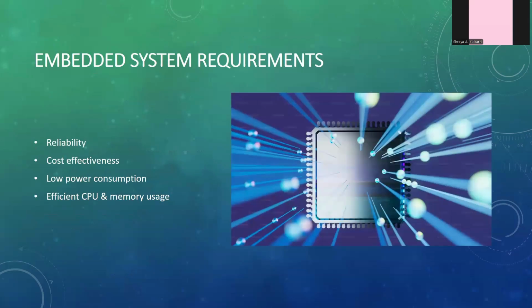The main requirements of an embedded system are that it should be reliable, cost effective, have low power consumption, and efficient CPU and memory usage. This is one of the main reasons why we go for a microcontroller over a microprocessor. We go for a microprocessor only when we have very sophisticated requirements, when the complexity is more. When it is a simple requirement, cost effectiveness and low power consumption all point towards the microcontroller and not the microprocessor.